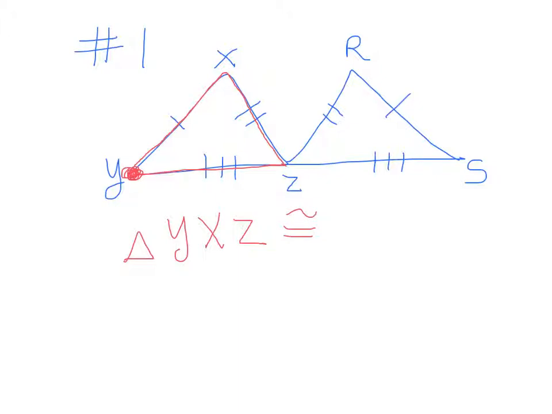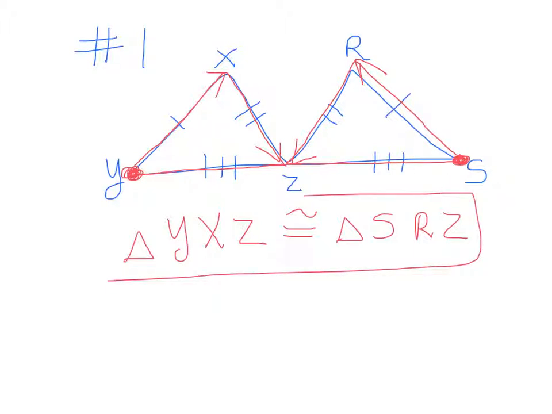Then the Y corresponds to what letter on the right side? To the S. So I have to start triangle S, and then from S I have to go to R, Z. Okay? So it's going that way, this is going this way. So it's S, R, Z. And this is the congruent statement. That's it. Any questions on writing the congruent statement?